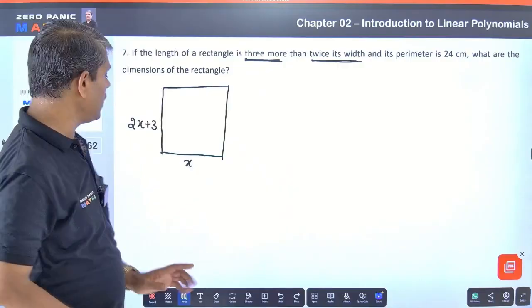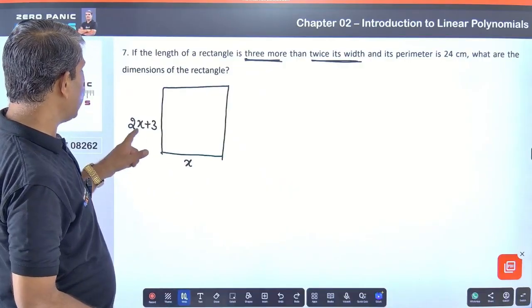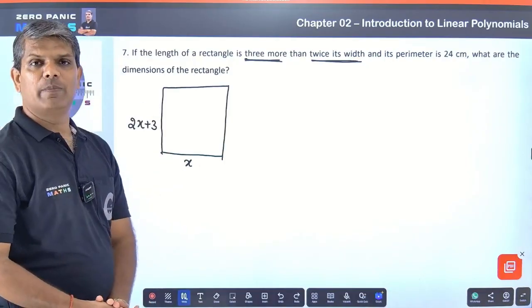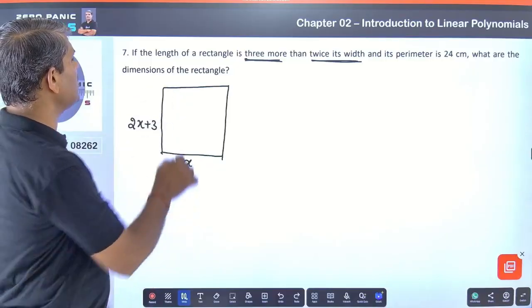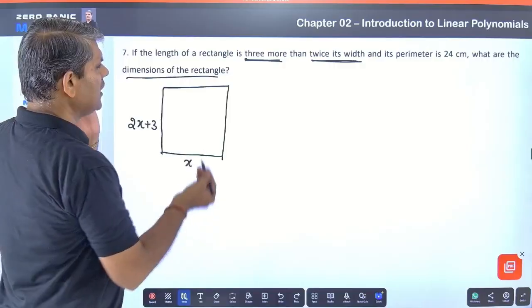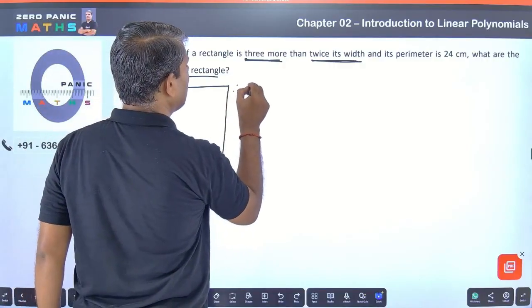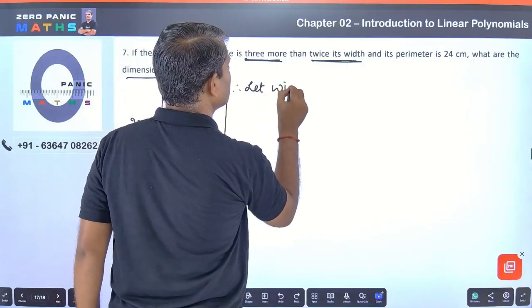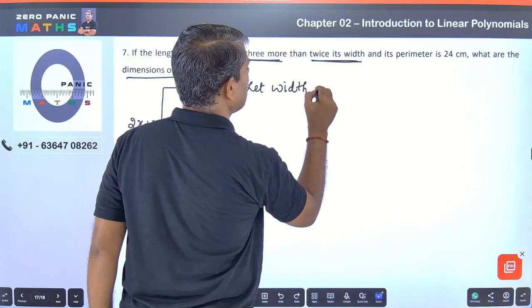We need to find out what is x and what is 2x plus 3, so that length and width we will find out, and that is the dimensions. The dimension means what is the length and what is the width. That's all. Okay, now consider, let me write it here, let the width of the rectangle be x.